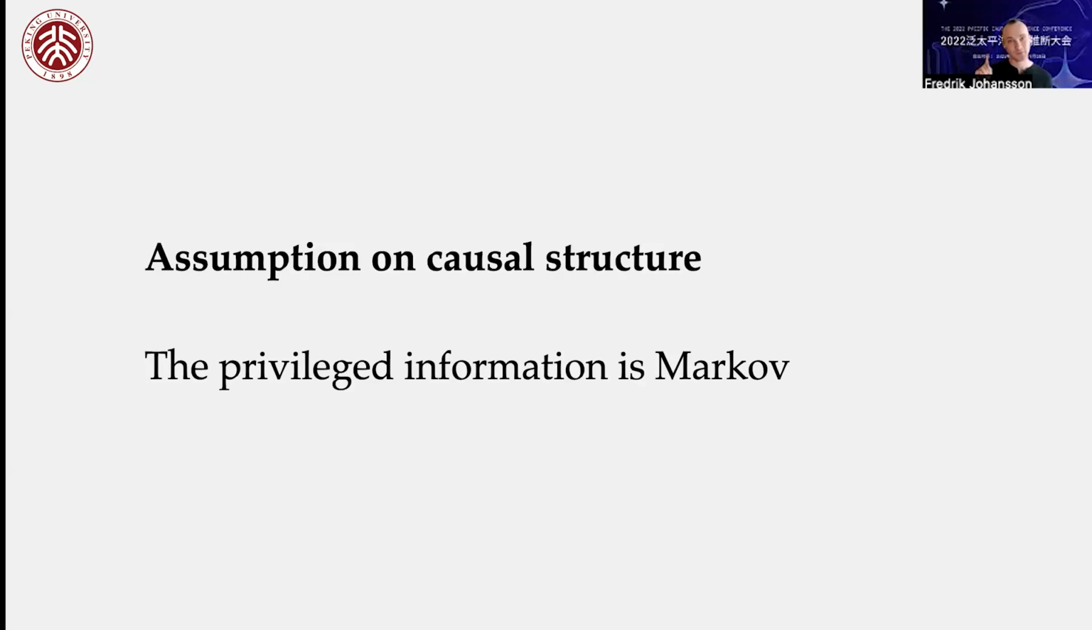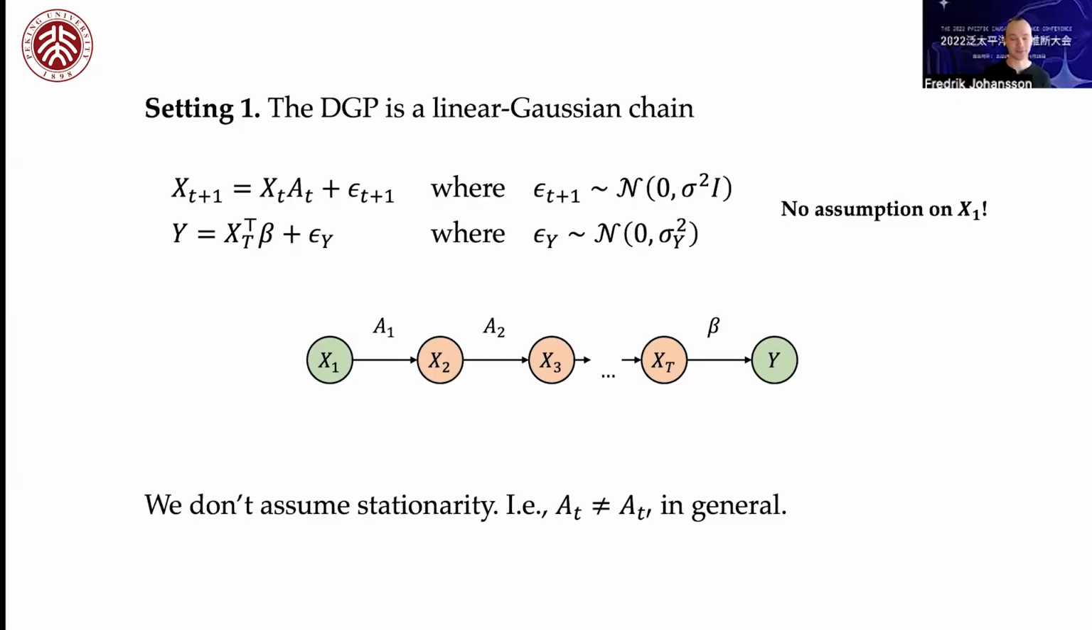So first, what is the simplest thing we can try? Well, let's say that all of our data is somehow related linearly. That's where we'll start. So our data generating process will be a linear Gaussian chain. There will be a number of variables, x1, x2, x3, and so on, until xt, and then there will be an outcome y, which is what we predict.